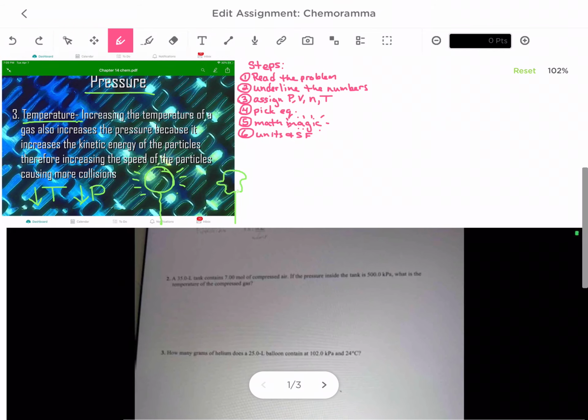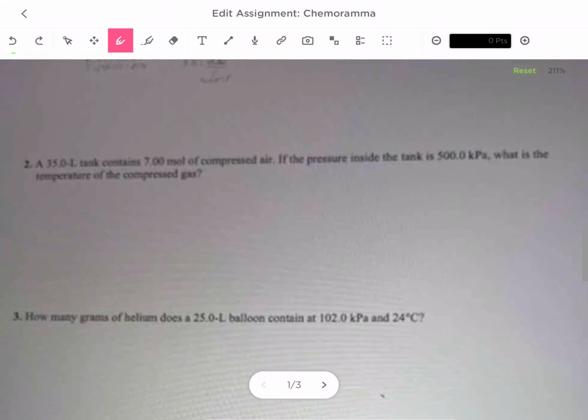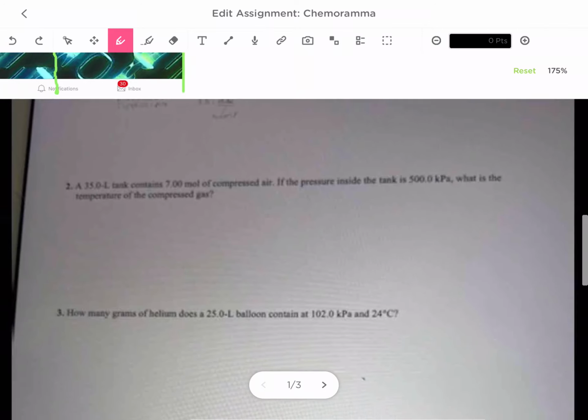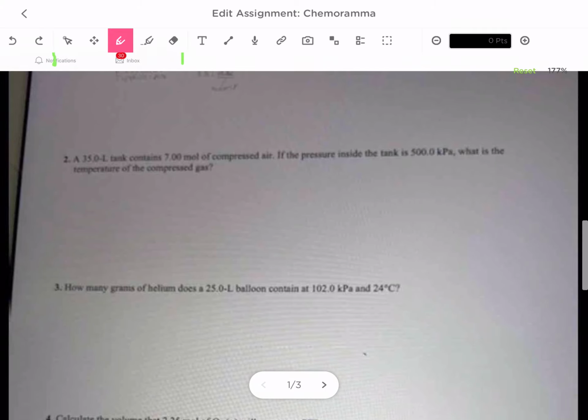Okay, so if we look here, let's look at this problem. I got this problem from somebody that asked me, I don't know how to do any of these, Mrs. Donnell, can you help me? And I said, of course I can help you. So if we look at our steps, it says read the problem. Fine, I'll read the problem. It's hard to see. I'm going to have to go find reading glasses. A 35.0 liter tank contains 7.0 moles of compressed air. If the pressure inside the tank is 500.0 kPa, what is the temperature of the compressed gas?